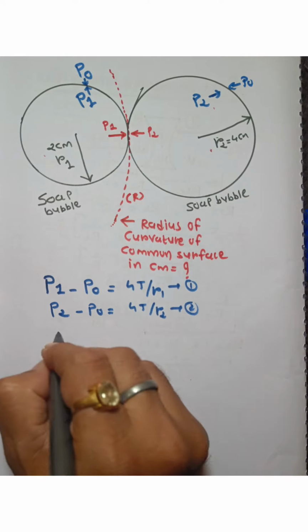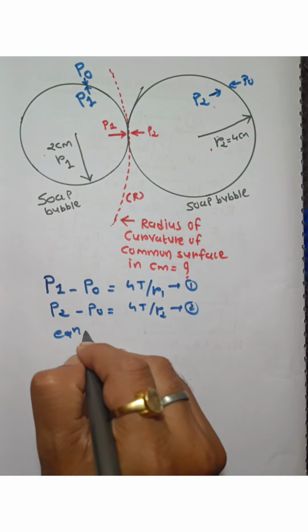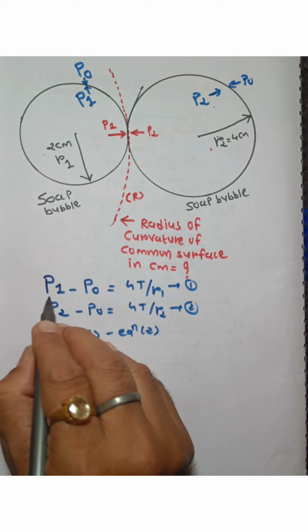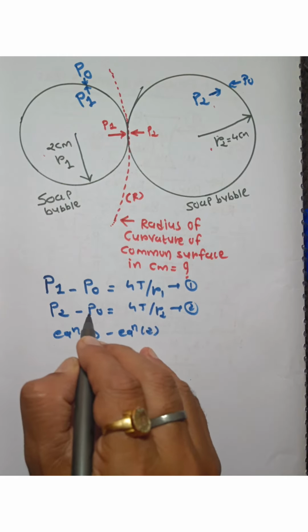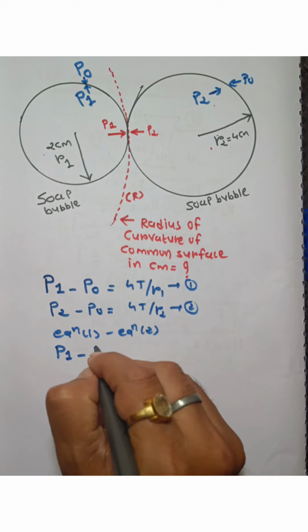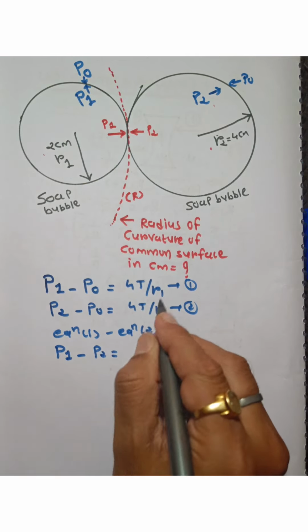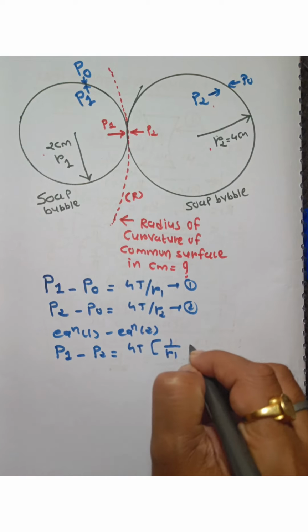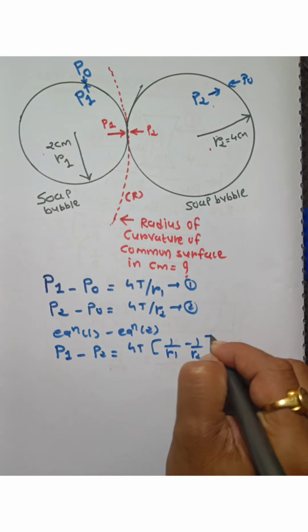Now equation 1 minus equation 2. So it is P1 minus P0 minus P2 minus minus plus P0. So the answer is P1 minus P2 equals 4T upon R1 minus 4T upon R2. 4T is common. In bracket, 1 upon R1 minus 1 upon R2.